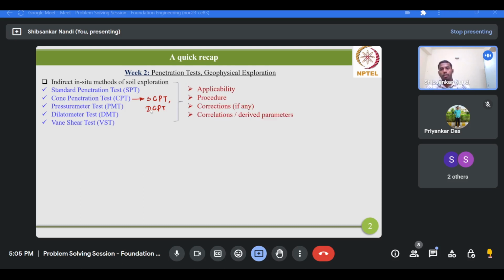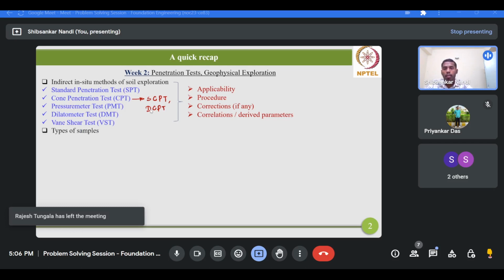Now, what are the topics which we have learned regarding this penetration test? Broadly we can say that we have learned the applicability of this test, the standard procedure, and different corrections if required, and finally the derived parameters or correlations with the basic properties of soil, which will be required for the design, in the sense of determining the bearing capacity or settlement calculation. We'll see in due course of this course.